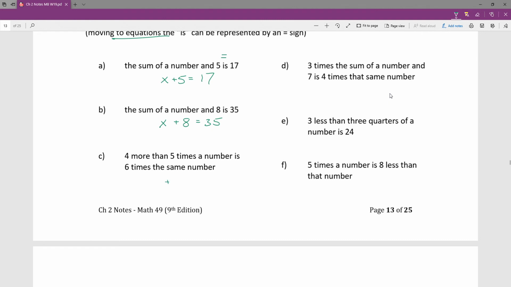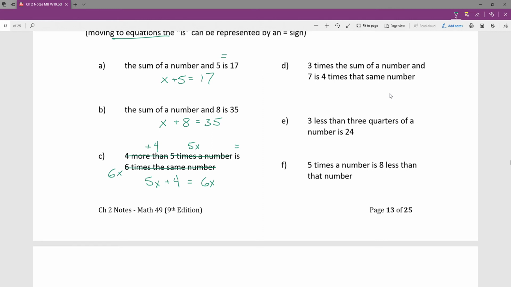4 more than 5 times a number is 6 times that same number. So in these ones, and I haven't been modeling that one too much. So 4 more than, maybe you just cross that out and put plus 4. 5 times a number is 5x. The is an equal to sign. And 6 times the same number, you just rewrite that as 6x. So processing it little by little can help you build up into this equation.